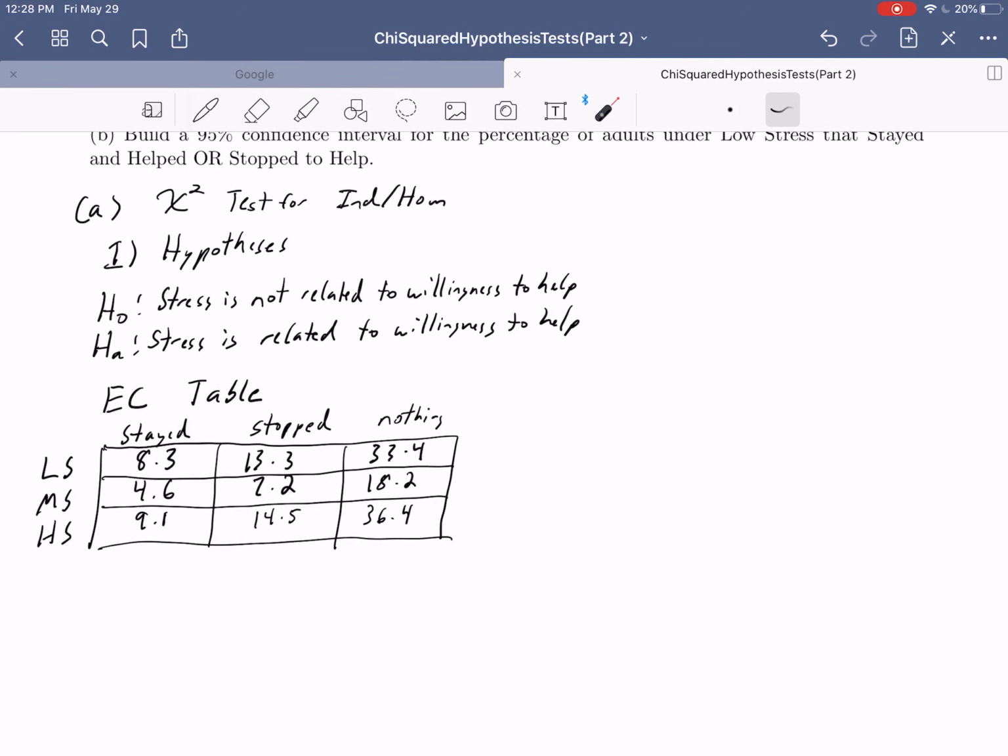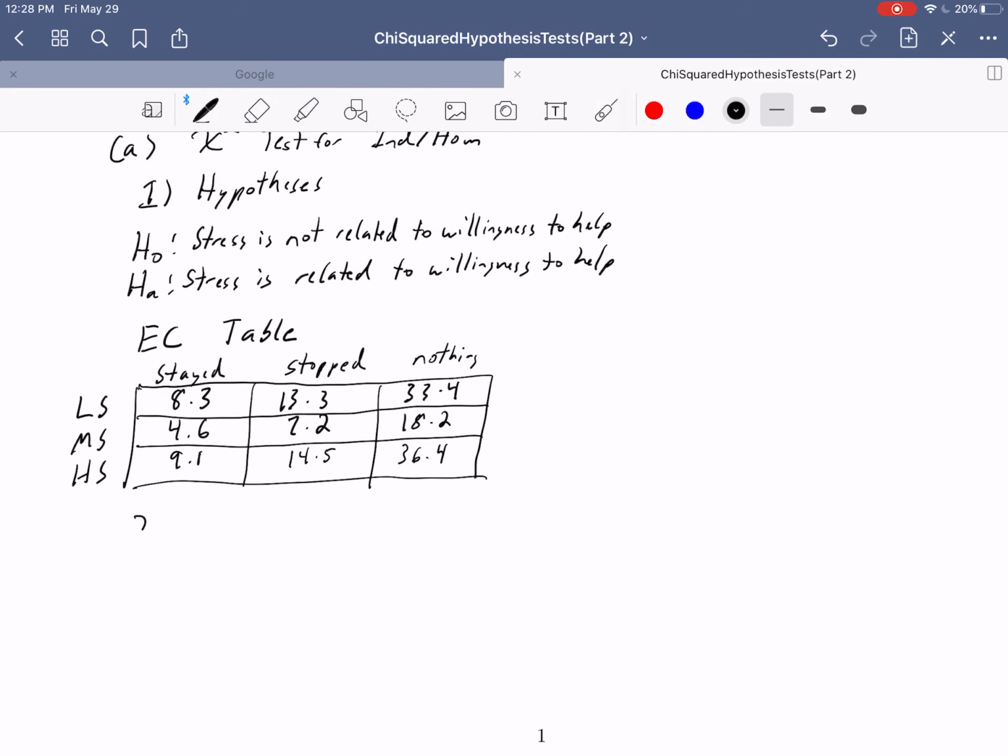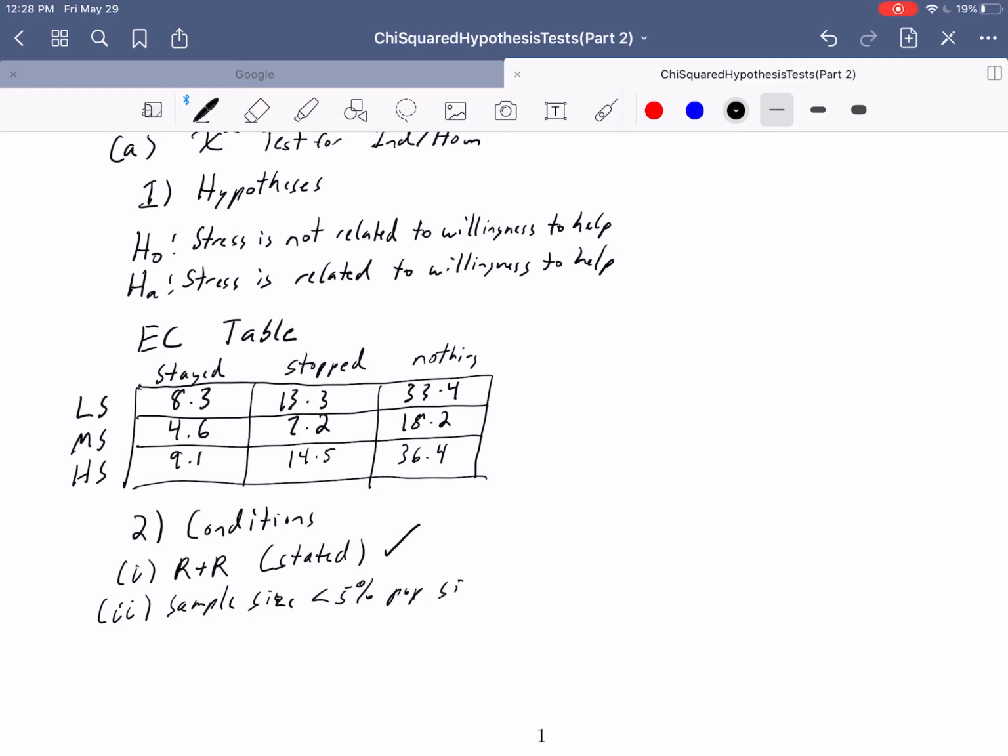We need to do that before checking the conditions because remember, condition 3 is actually going to reference this expected counts table. So let's go ahead and do our conditions here. Well, random and representative, that was stated in there, so we're all good there. The sample size being less than 5% of the population size. We're just using adult subjects here, so we'd say lots of adults. We'd be all good with that. And then for condition 3, we need to look at these expected counts. Remember, we want that less than 20% of the expected counts, smaller than 5.